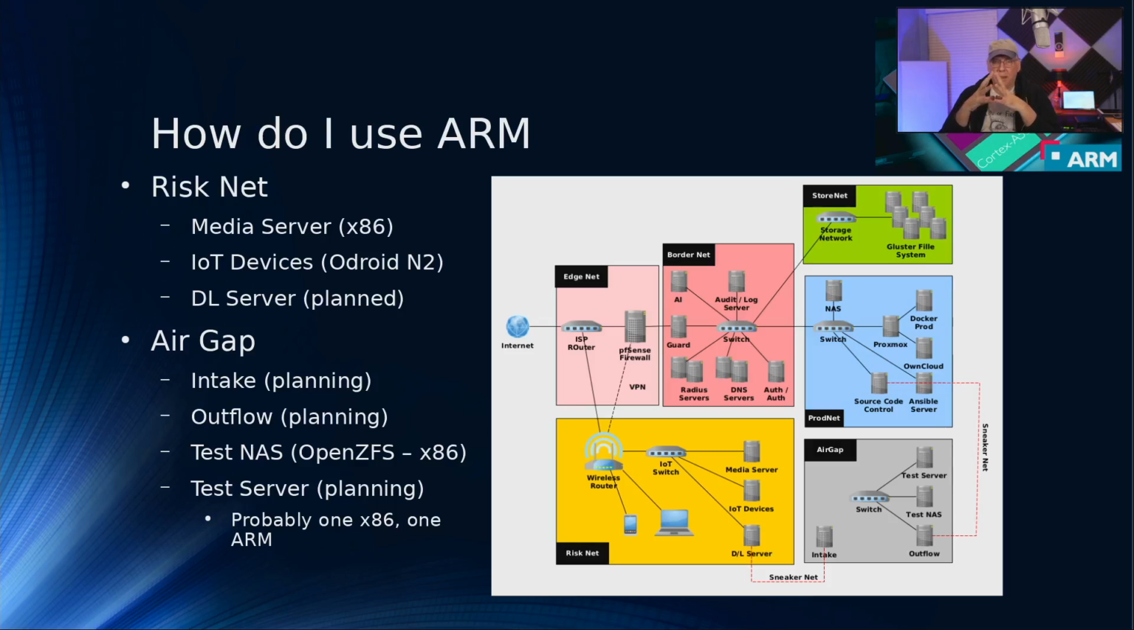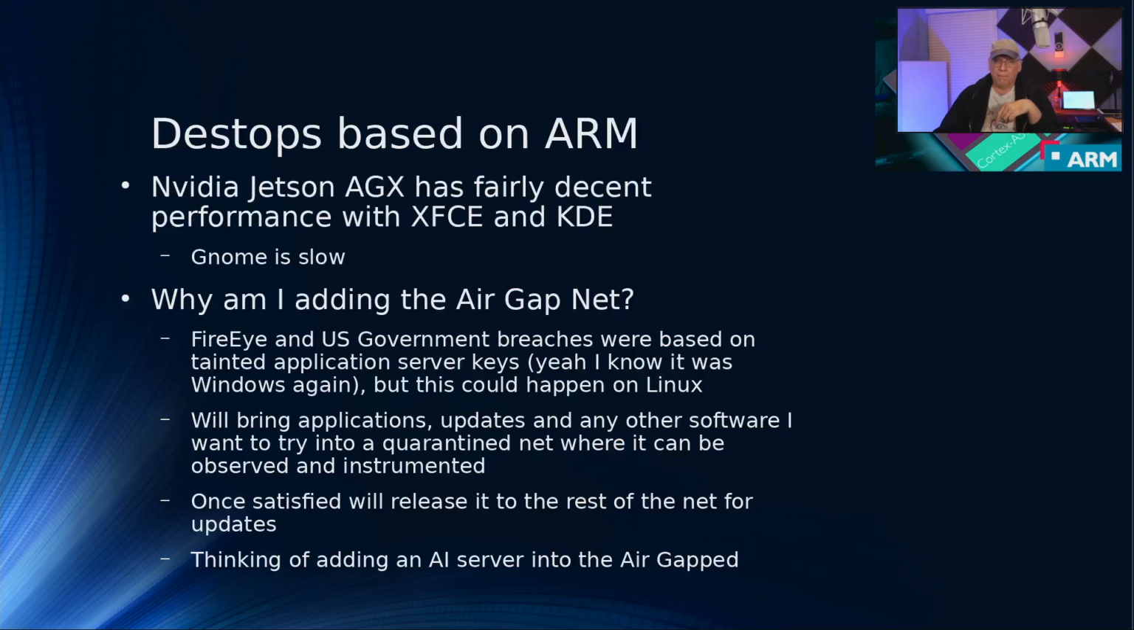And then a test NAS, OpenZFS, already have that set up. It's ready to go, and that's on an x86. It's very small, it's not very big, but it doesn't need to be for what I'm going to be putting over there. Test server is planned. I'll probably have to have 2, one for x86 and one for ARM. I don't like to do testing in emulation mode on x86 for ARM. I just don't like to do that. I have run into problems before, and so I don't really want to repeat that.